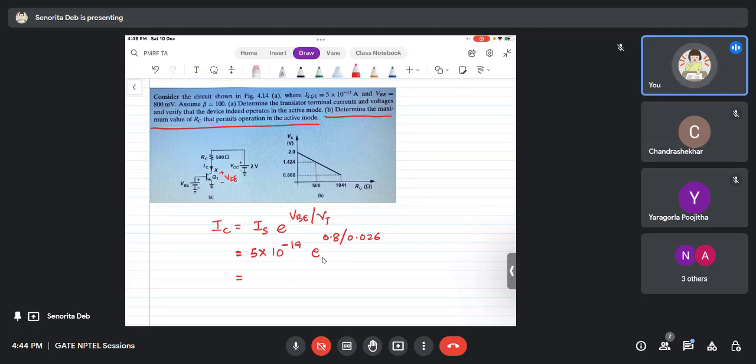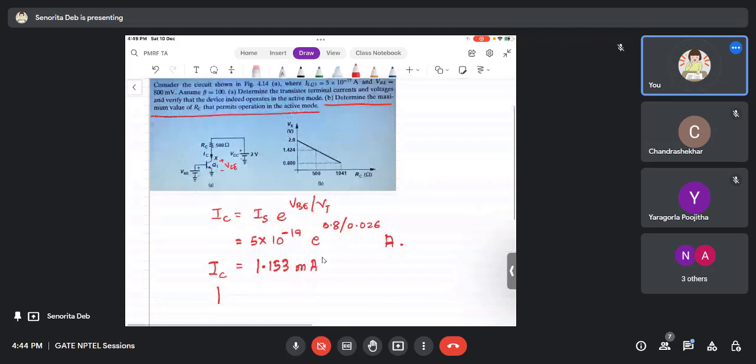Please be careful about the units. So IS was given as 5 into 10 to the power minus 17, and this is in amperes. Yes, so we are getting 1.153 milliampere. Good. So IC is 1.153 milliampere. Now they are asking, beta is 100.